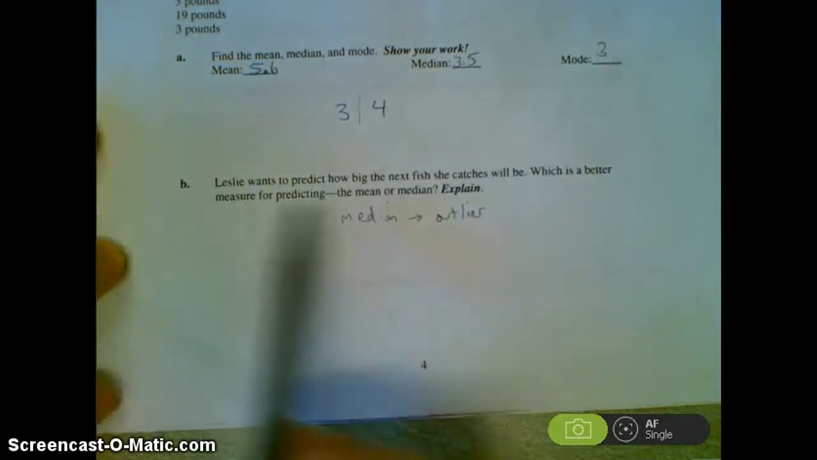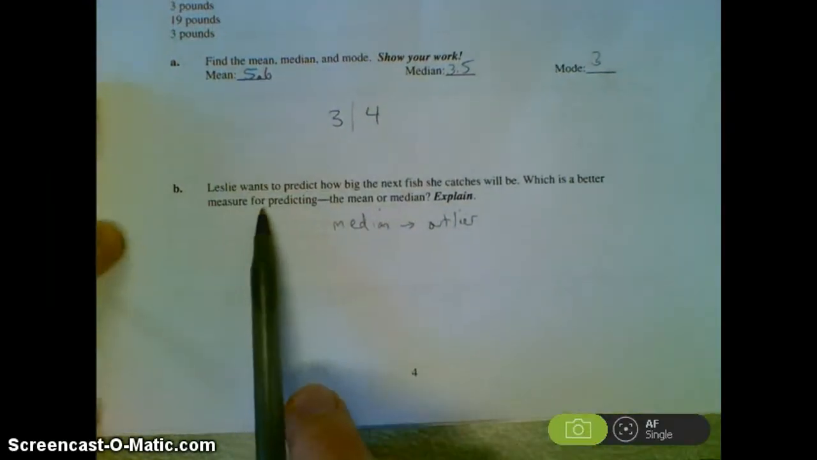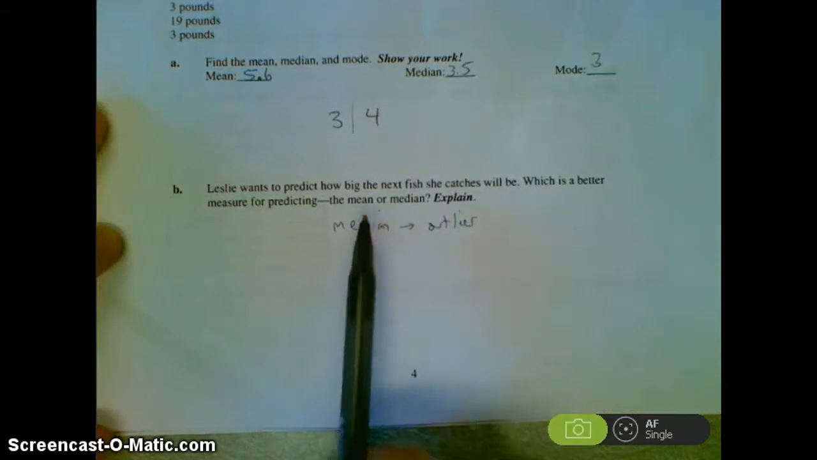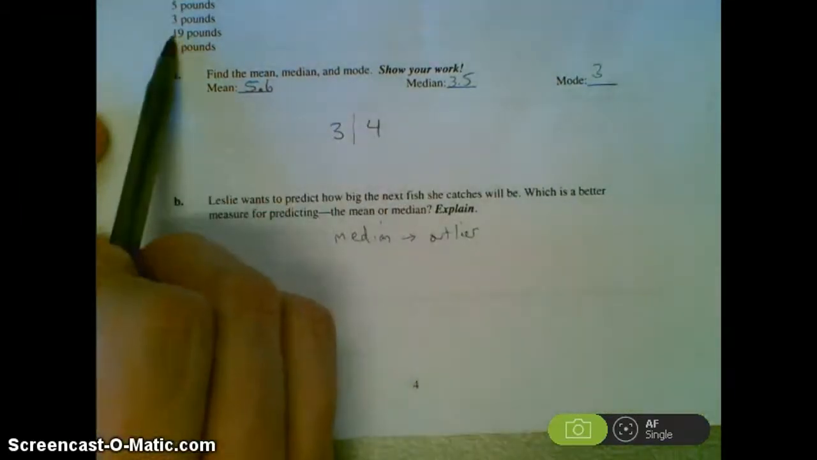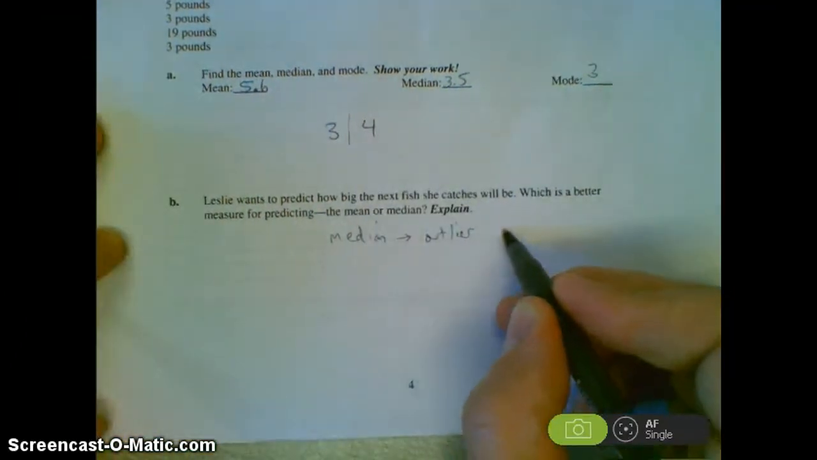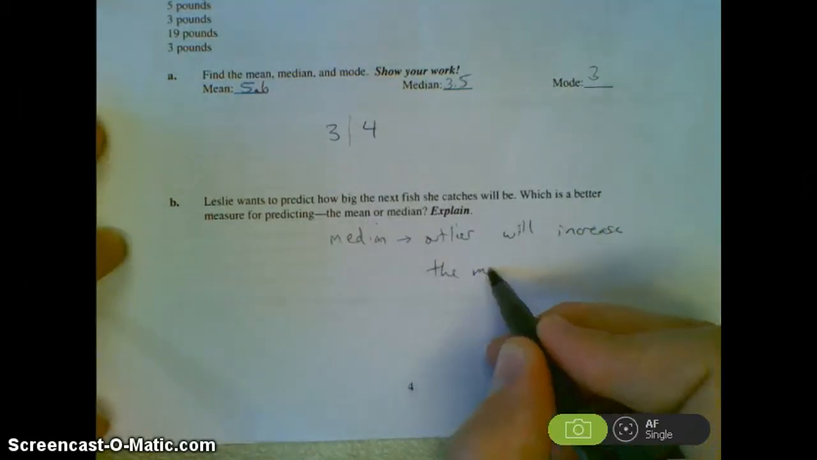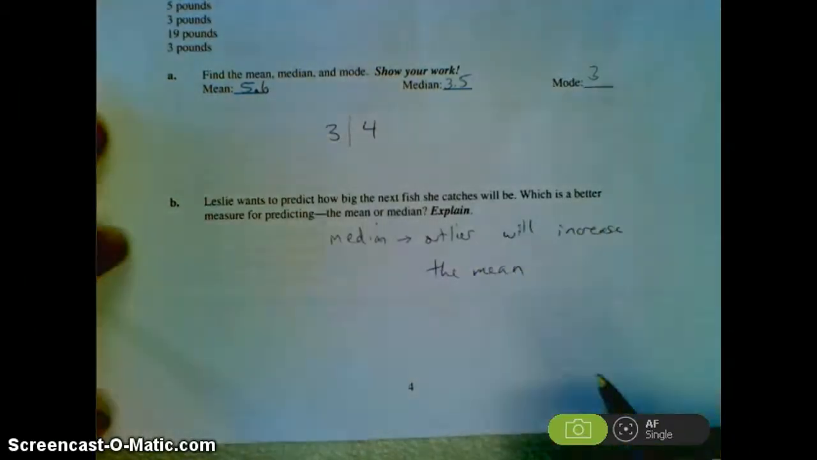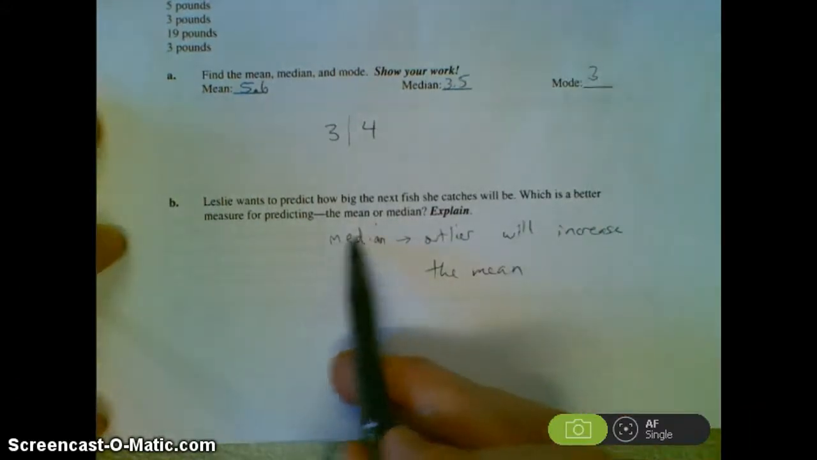The last part, if she wanted to predict how heavy a fish she would catch, she would use the median because there is an outlier, and that outlier is much greater than the rest of her fish, so the outlier will increase the mean. You don't want that to happen. You want an accurate prediction of what might happen, so instead you'd use the median.